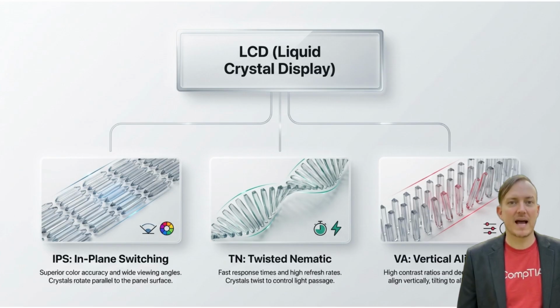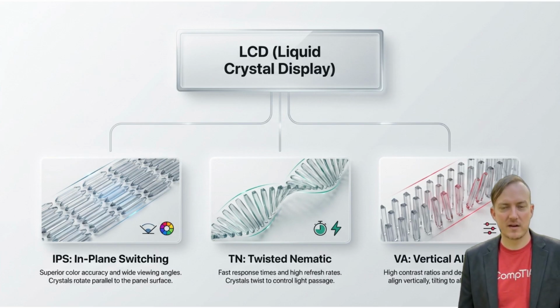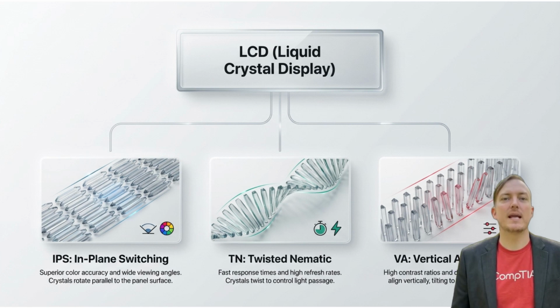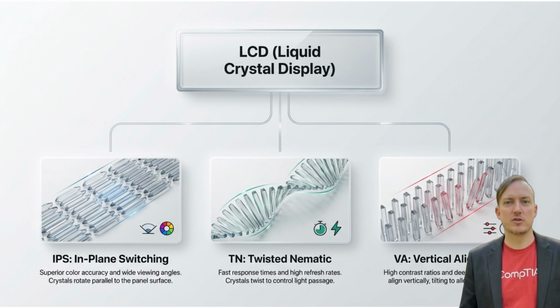We begin with the absolute foundation of modern screens, the liquid crystal display, or LCD. An LCD uses a backlight shining through a layer of liquid crystals to create an image. For the A+ exam, you must understand how the three major panel types manipulate those crystals. We have IPS, where crystals rotate parallel to the surface, TN, where crystals twist to control light, and VA, where crystals align vertically and tilt.